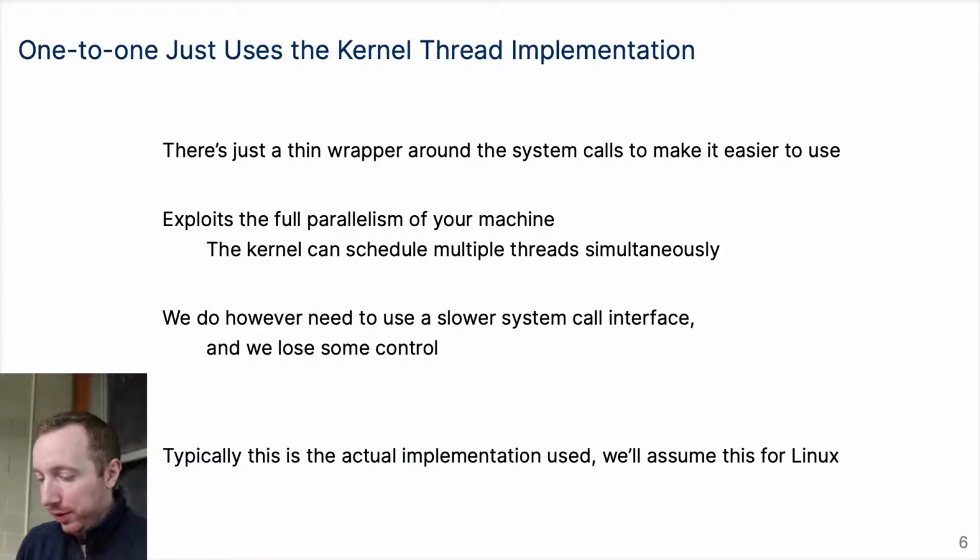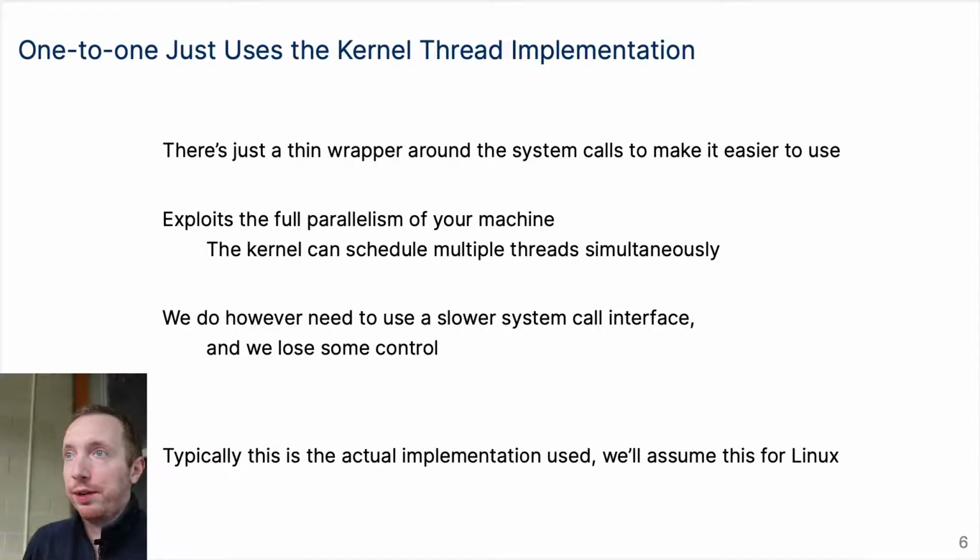So one-to-one just uses a kernel thread implementation. So there's just a thin wrapper around the system calls just to make it easier to use. We'll see that the system call is kind of weird looking, and it still has to allocate some stack space. So the kind of pthread implementation is going to malloc a thread for the new kernel thread, and then essentially tell the kernel where that address is, and then the kernel takes care of all the scheduling and the context switching, which would be swapping the registers and everything like that.